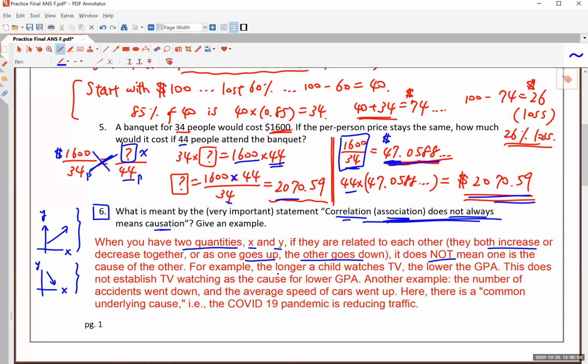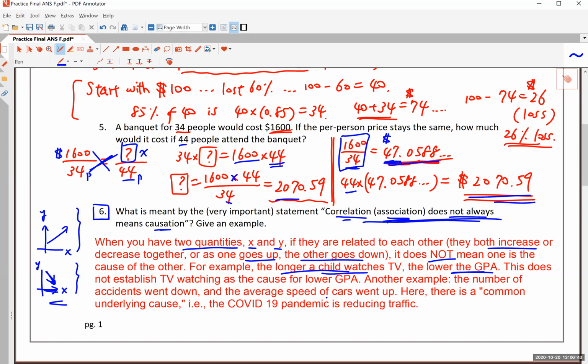Okay, so for instance, and I have given you many examples throughout the course, the longer a child watches television, the lower the GPA is. So there is a clear correlation: the longer the TV watching, the lower the GPA. So this is one of those negative correlations. The number of hours of TV watching increases, the grades go down. But this does not establish for sure that TV watching is the cause of lower GPA or the other way around, which is even more ridiculous. That is to say, when the student's GPA goes lower, that causes the child to watch more TV.